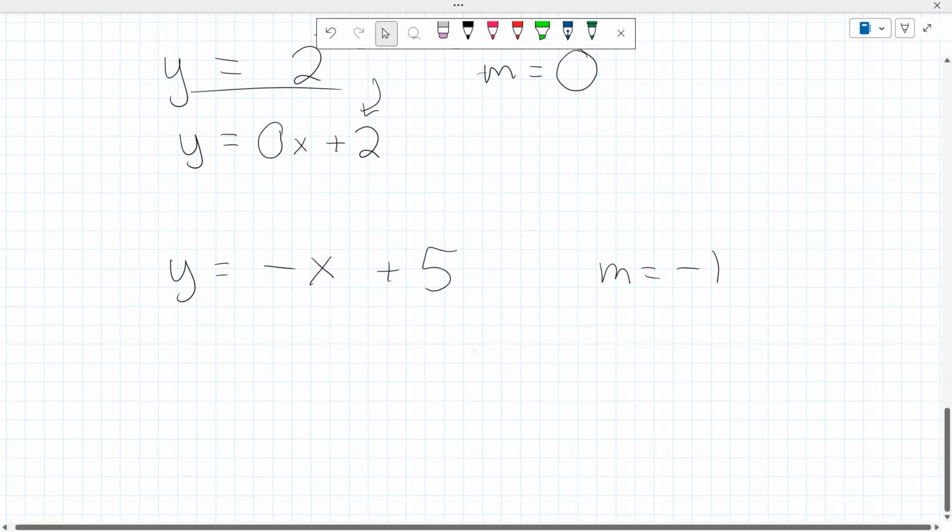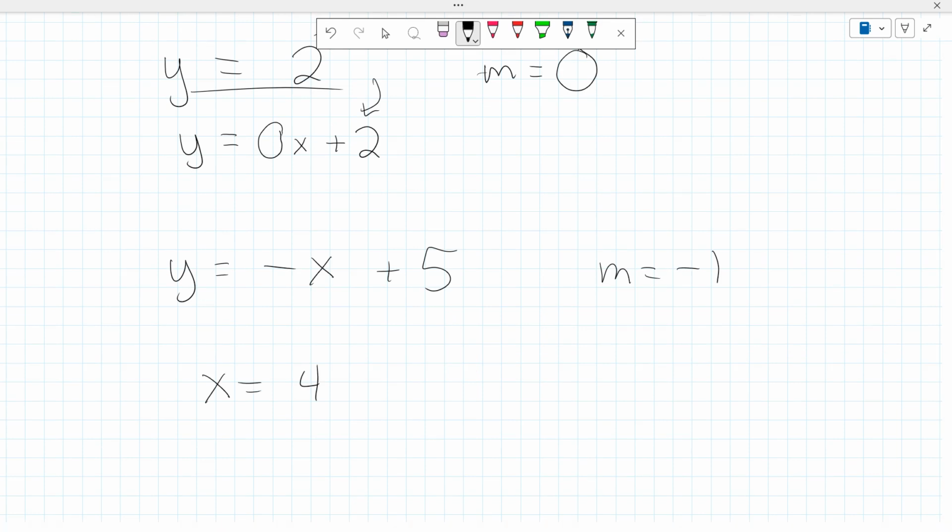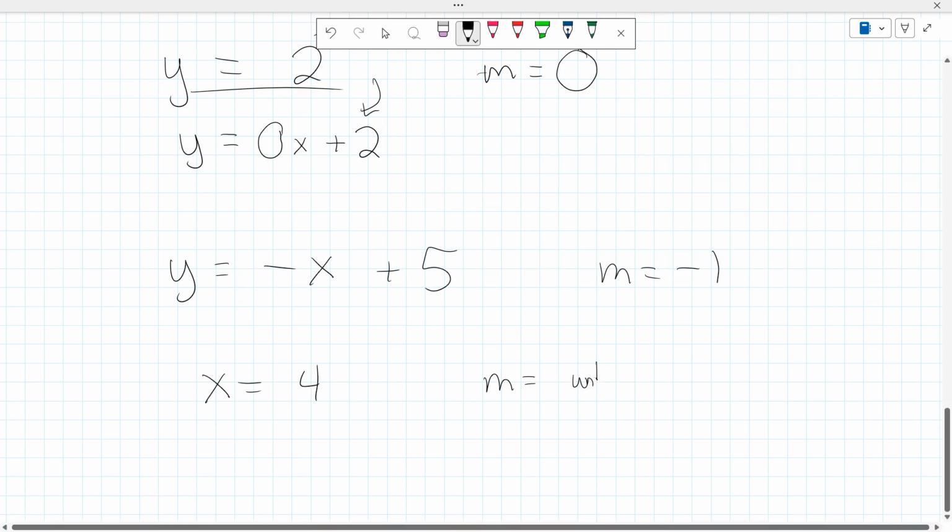Okay. So this one's a trick question. If there's no y in the equation, the slope is undefined. This is the vertical line thing. If x is all alone with no y, then it's a vertical line. Slope is undefined.